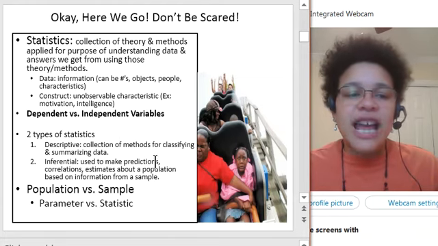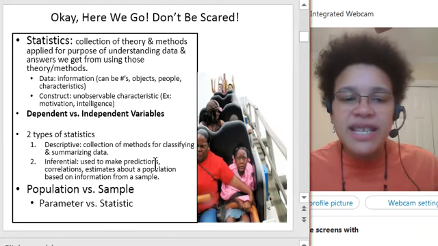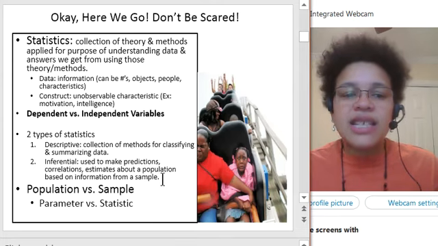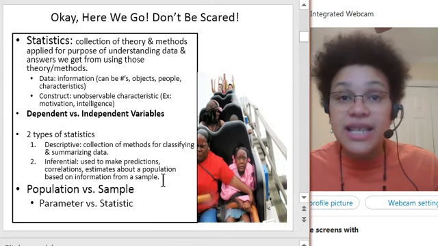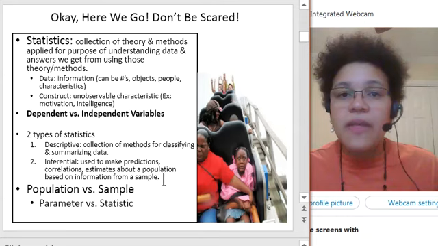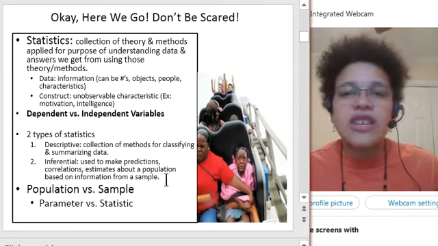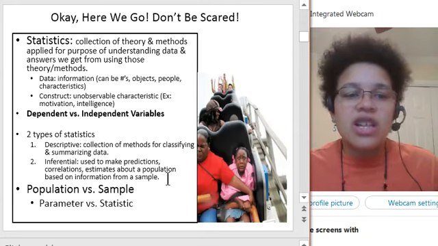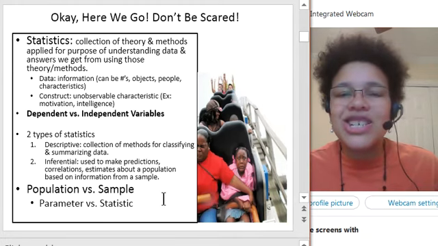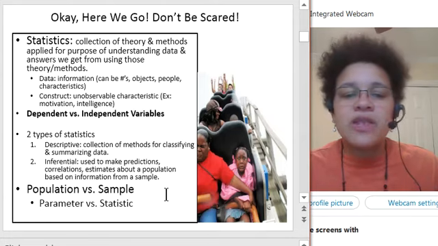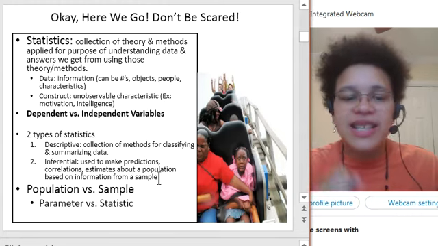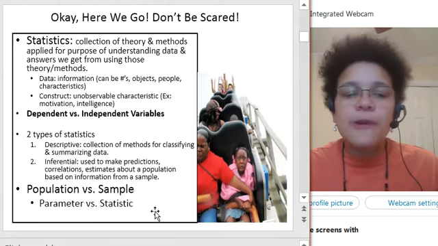All right, two types of statistics: descriptive statistics. That's a collection of methods for classifying and summarizing data. And when you think about the average or the standard deviation, those are descriptive statistics. And inferential statistics are used to make predictions, correlations, to make estimates about a population based on information from a sample. Okay, population, the large group you want to study, the sample, a selection of those people.